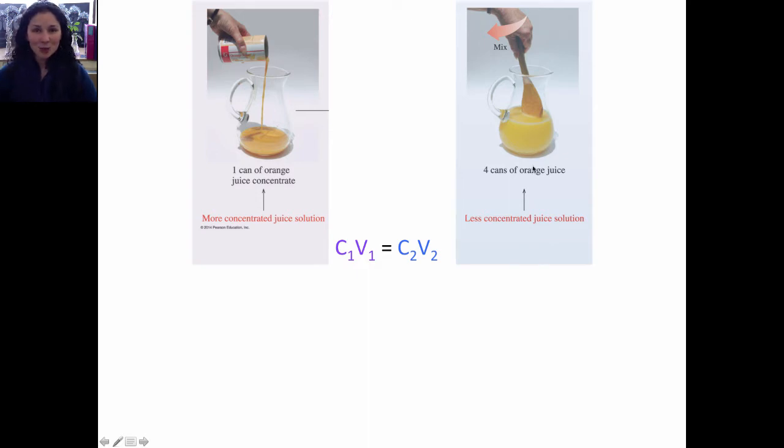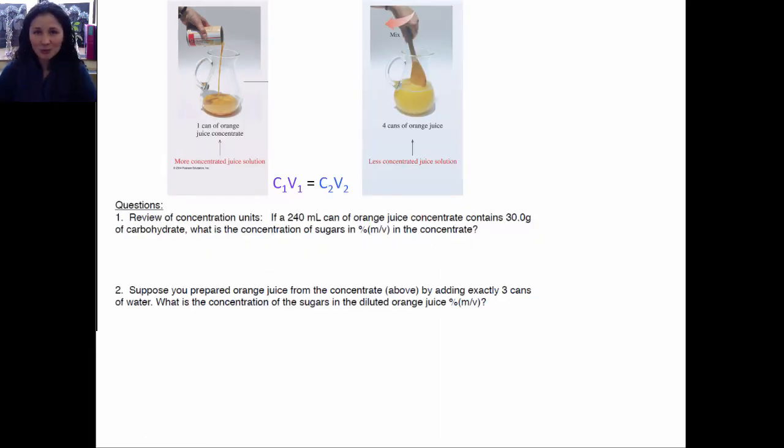Let's demonstrate how this is true using the first two questions on your activity. The first question is a review on concentration units. It's asking you to find the percent sugar in m/v. So we know that the percent sugar in m/v is just the percent in grams per milliliter. We'll put solute on the top and the volume of the solution on the bottom, and then we simply need to multiply by 100% to get it in percent. We need to report this value in two significant figures, and so we would round down to 12%.